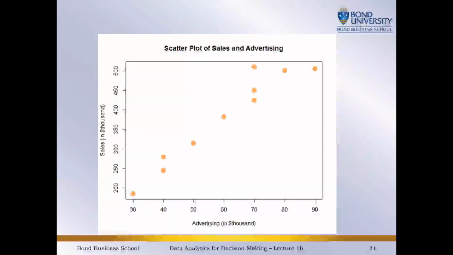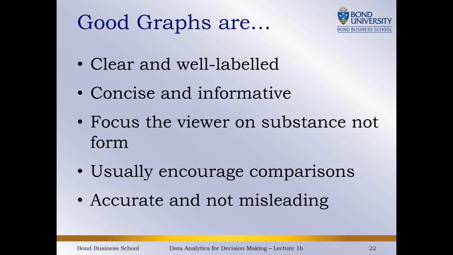Now, there are different types of graphs, but overall, what makes good graphs? How do we produce good graphs? What are the things that we need to keep in mind? Again, it's an art form. It's not an exact science, but good graphs are always clear and well labeled.